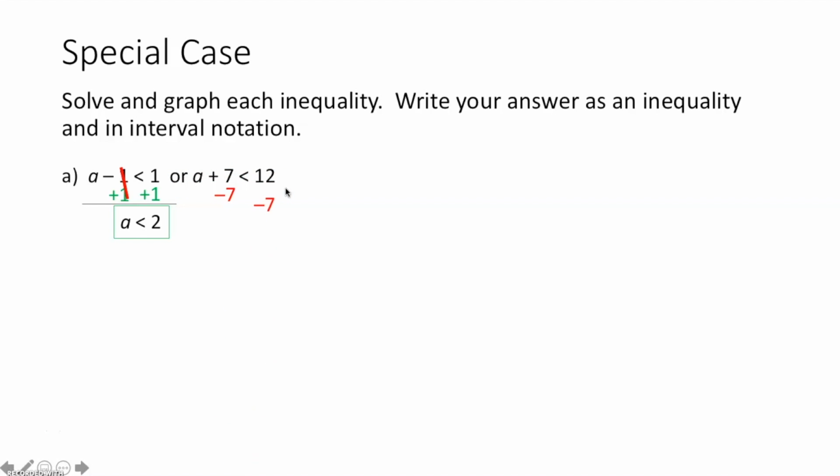So I do the opposite, the inverse. I subtract 7 on both sides. That way these cancel out and I get a is less than 5. Now I put an or between them and I'm done. After that, I need to write it in interval notation.